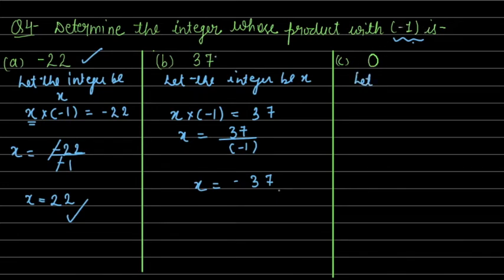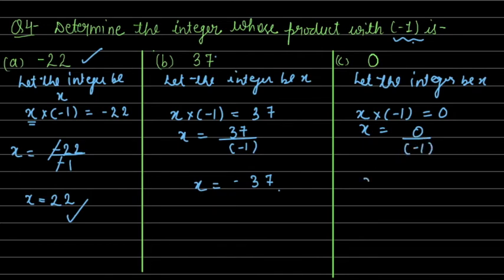Similarly here, let the integer be x. X to be multiplied with -1 to get a 0. So x upon -1, and 0 divided by any number is always 0. So x is 0, right? So this is question number 3. Let's see question number 4 of this exercise.